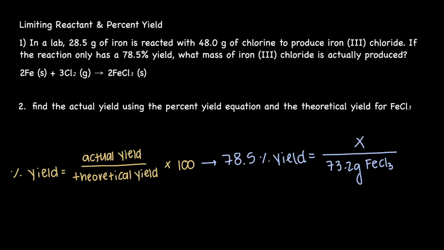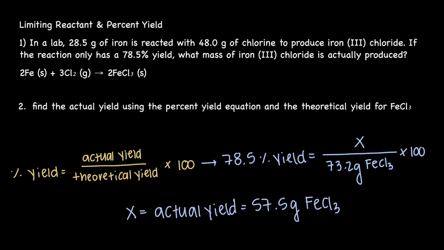78.5% equals X divided by 73.2 grams times 100. Rearranging the equation and solving, we get an actual yield of 57.5 grams of iron(III) chloride.